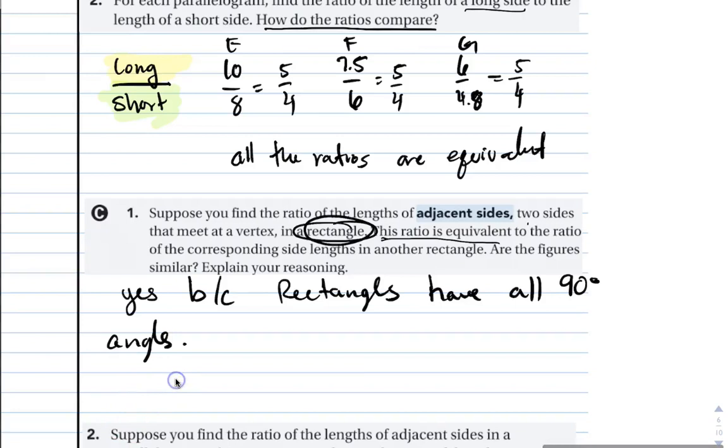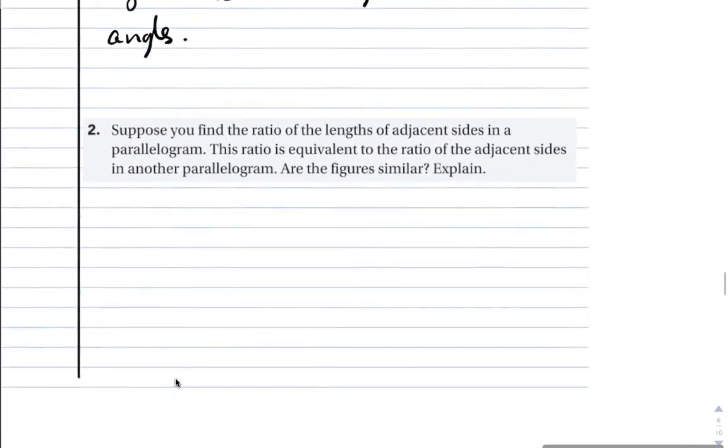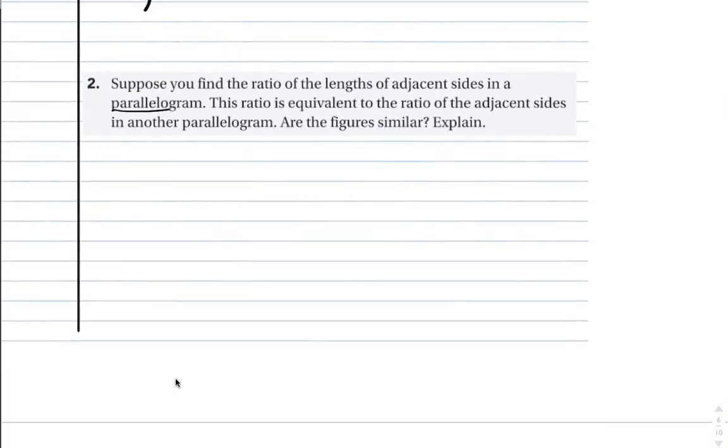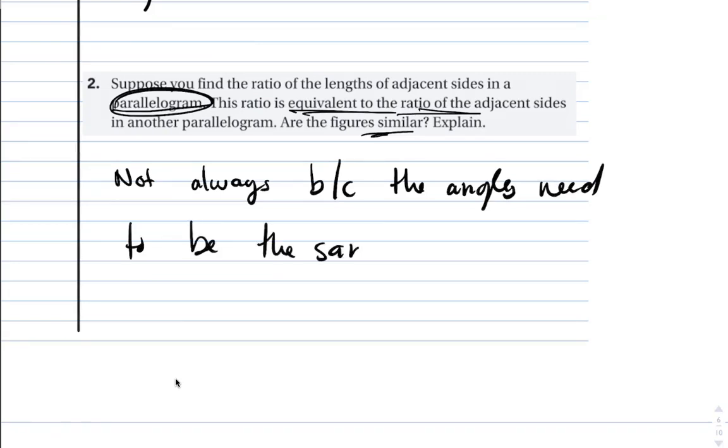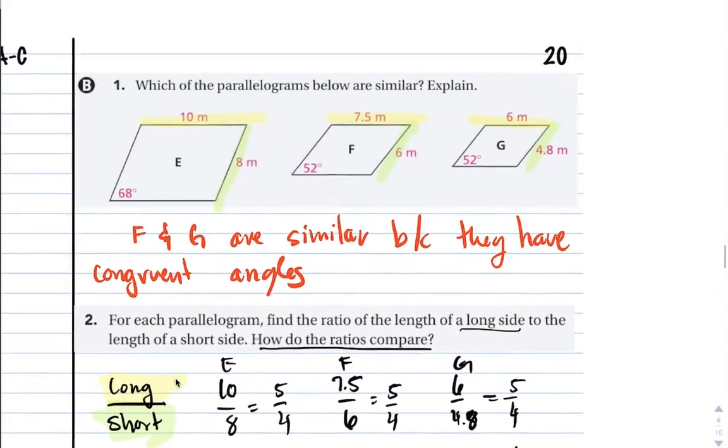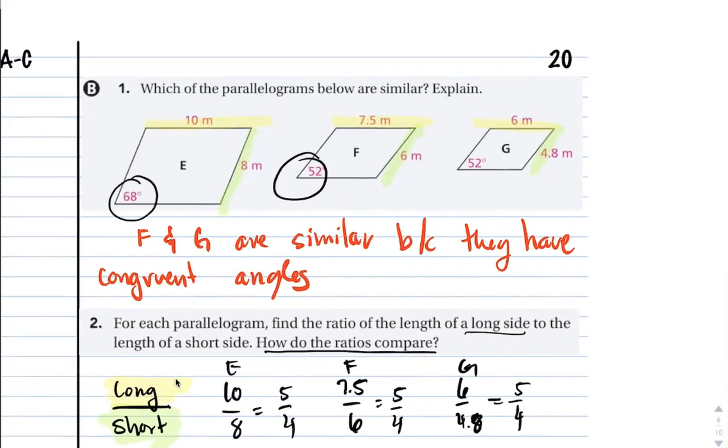For C2, it says suppose you find the ratio of side lengths of the adjacent sides of a parallelogram, okay, and the ratios are equivalent. Does that mean that they are similar? I would say not always, because the angles need to be the same. And they're not always the same. In this case, they were not all the same.